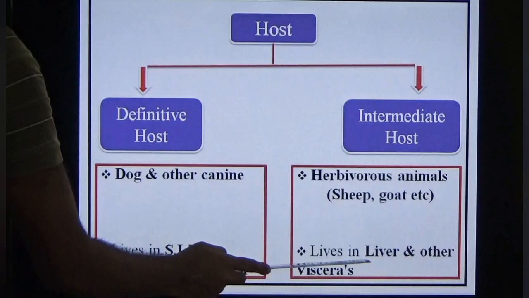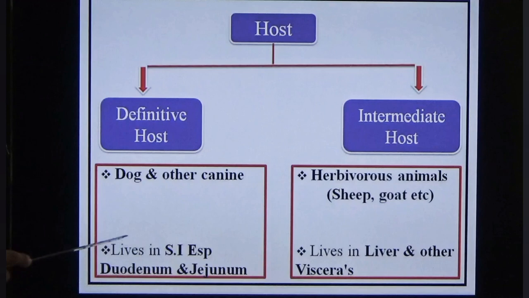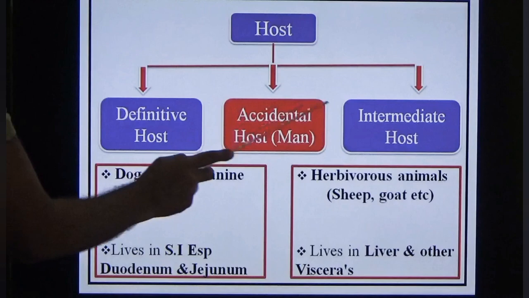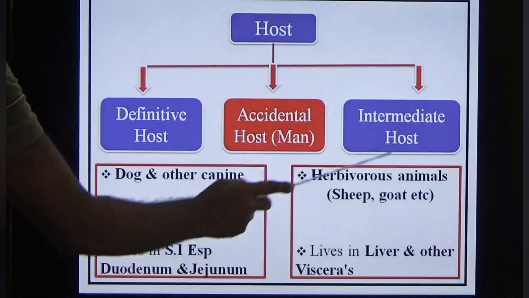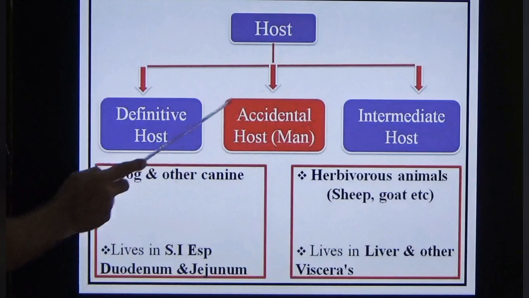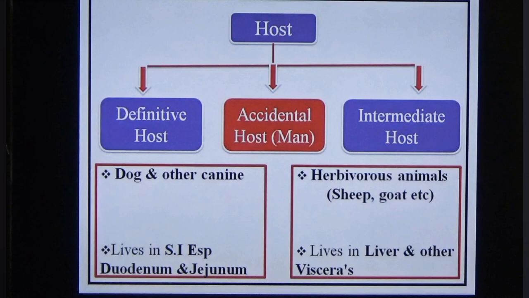If you look at this slide, you may wonder that human is nowhere mentioned. So where is the human? Human comes under the accidental host. What is meant by accidental host? Accidental host means a type of intermediate host where the parasite appears in an unusual host. In the parasitic life cycle of dog and sheep or goat, humans do not appear. That means humans are the unusual host, which we call the accidental host. So man comes under the accidental host.